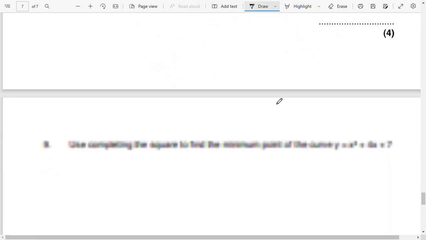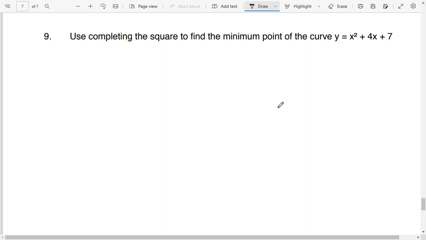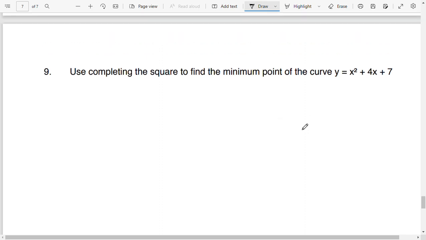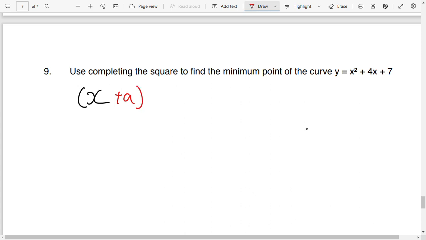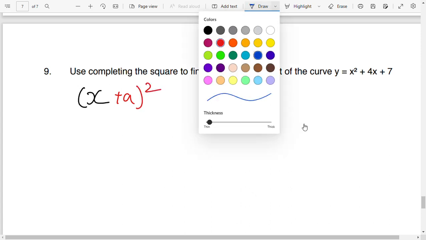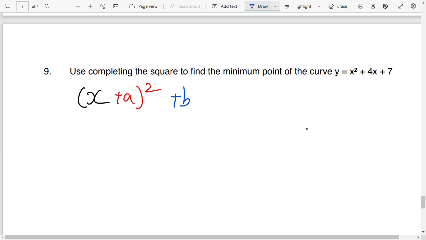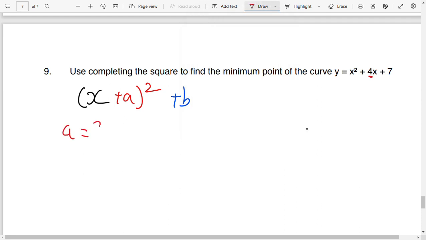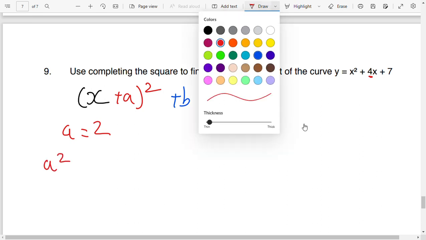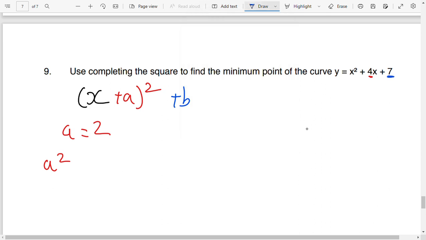Let's try that again. So use completing the square to find the minimum point of the curve x squared plus 4x plus 7. So again, we're going to put it in the form x plus a, squared, plus b. We know that a is going to equal 2 because it has to equal half of the number here. It has to equal half of this one. So a equals 2. We know that a squared plus b equals this number on the end, the number on its own with no x's.